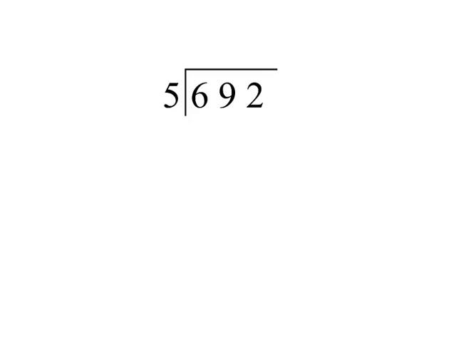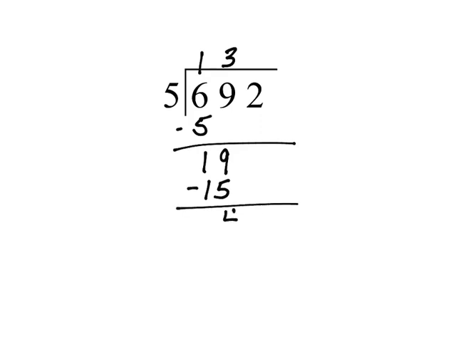692 divided by 5. How many groups of 5 can I get out of 6? 1. 1 times 5 is 5, and 6 minus 5 is 1. I'm going to bring down my 9. How many groups of 5 can I get out of 19? That would be 3. 3 times 5 is 15, and I'm going to subtract and get 4. Now I'm going to bring down my 2.